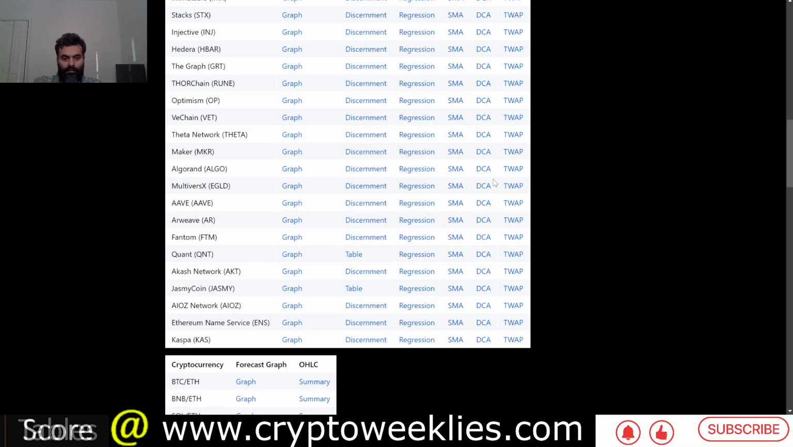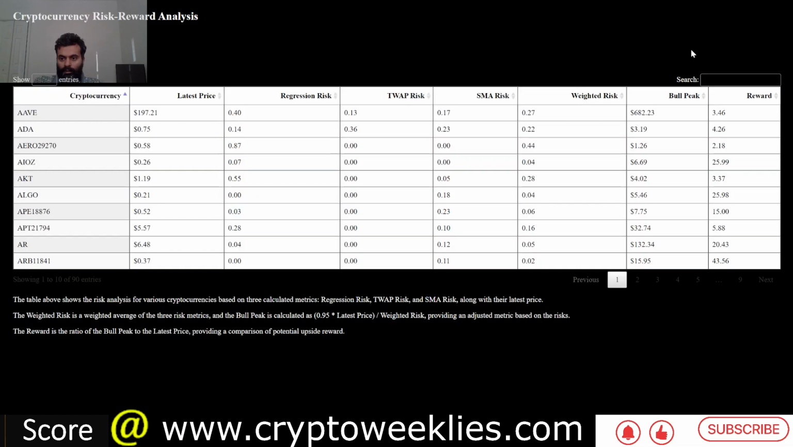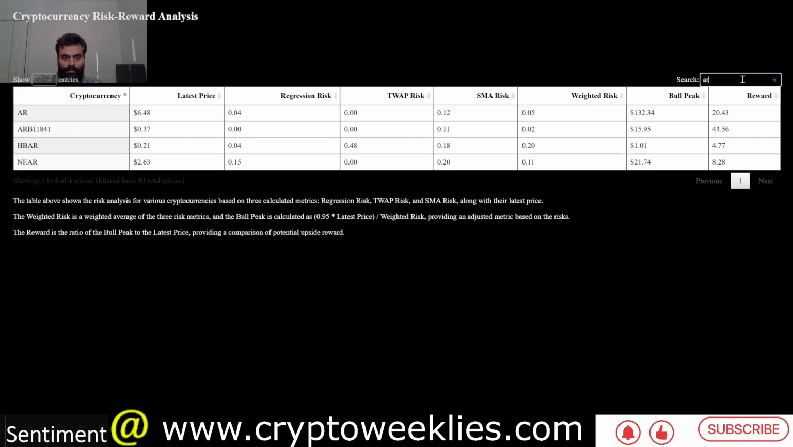So all in all, if we look at the estimated bull target for Arweave and its token AR, trading at around $6.48, regression risk is less than 10%. Time weighted average price risk, because the price is below the time weighted average price, that model says that whenever that phenomenon occurs, it's essentially zero risk. The SMA, or the 20-week moving average price risk, was 12%, and the weighted risk comes at around 5%. So that's the interpretation of all the models.